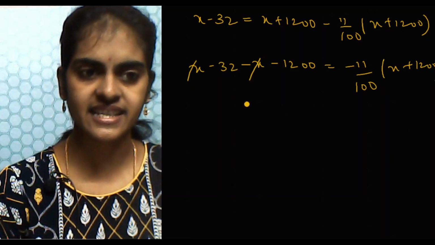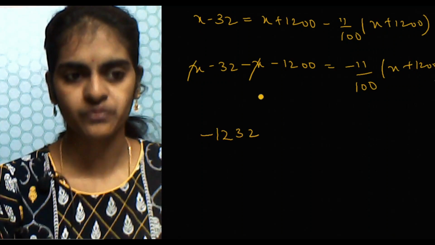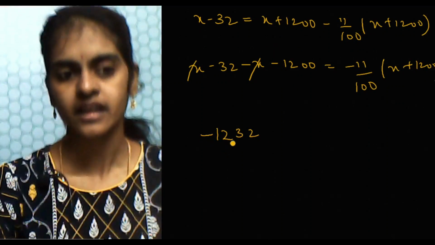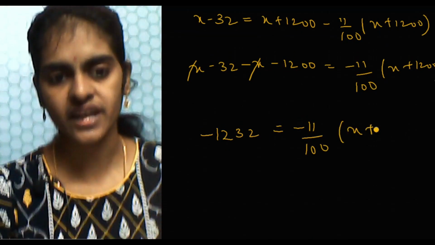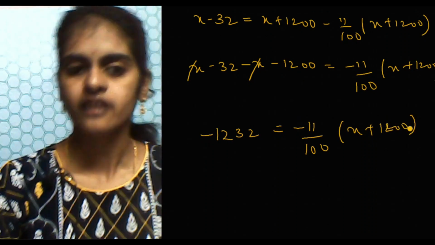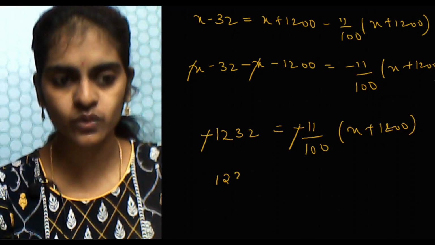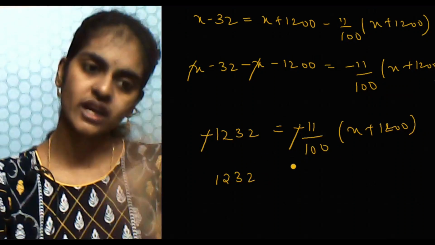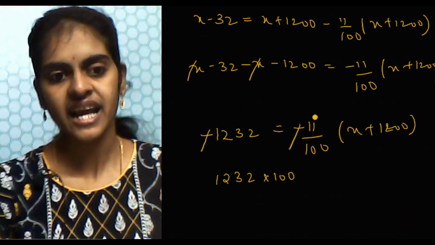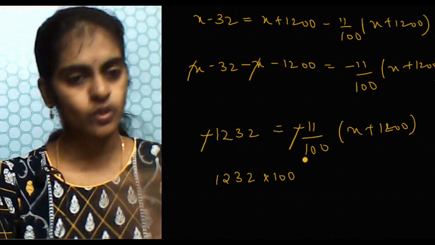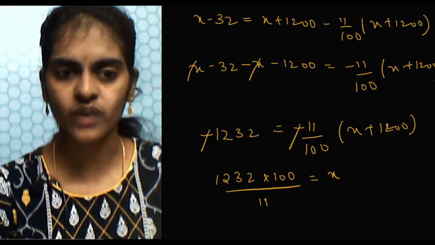Plus x minus x gets cancelled. So what is this? This is 1232. Minus 32 minus 1200 is minus 1232 is equal to minus 11 by 100 into x plus 1200. So this minus and minus gets cancelled on both sides. So you have 1232. This 100, let me send to the other side. This 100 is in division, so transposing it to LHS, it becomes multiplication. And this 11 is in multiplication, so bringing it to LHS, it becomes division, is equal to x plus 1200.